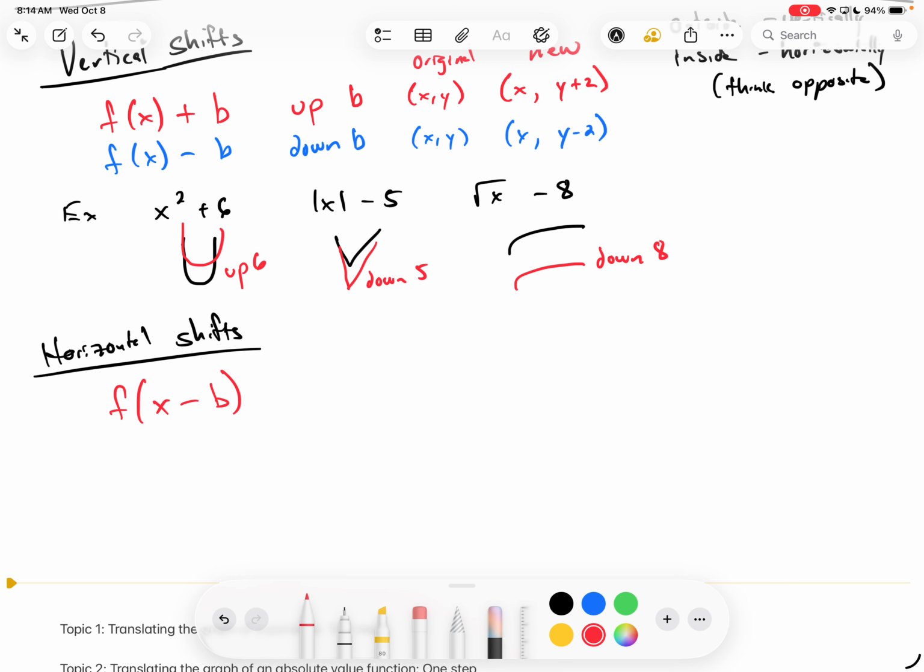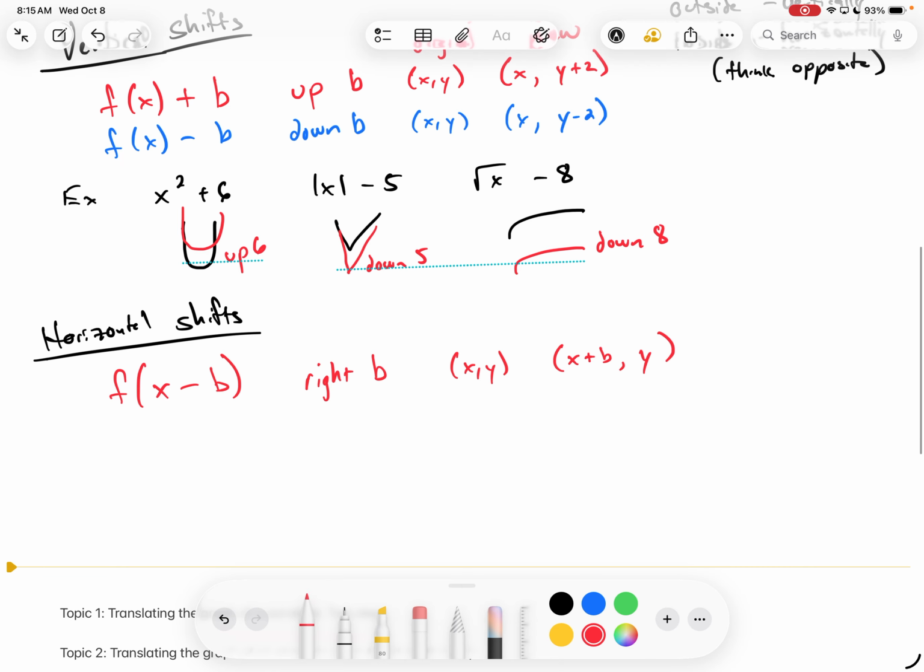But all these equations start with a negative in it. We'll kind of show you that in a minute. So it does the opposite of what you think. Every time you're on the inside, it does the opposite of what you think. So it's going to move it to the right b. So if my original point is (x, y), my new point would be (x + b, y). If I add, the opposite of what I think, it moves it to the left. So if my original point is (x, y), it would move it to the left and keep my y value.